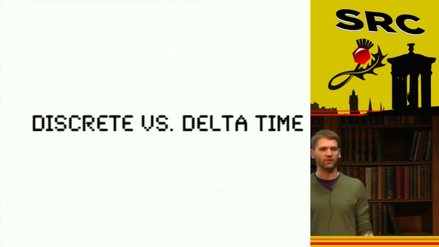So an element that comes into effect here is, say, discrete versus delta time. If the game loops, it's going to loop at effectively a frame rate, right? So maybe it's going to loop every 60 frames per second, ideally. Depending on the amount of work that you're going to be doing, that could go up and down if you're doing a lot of complex calculations.